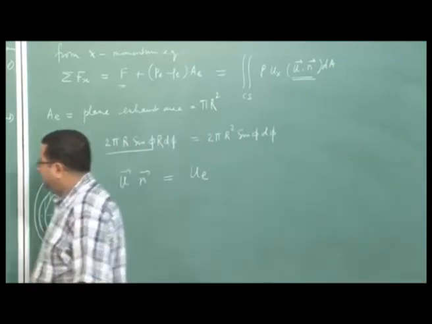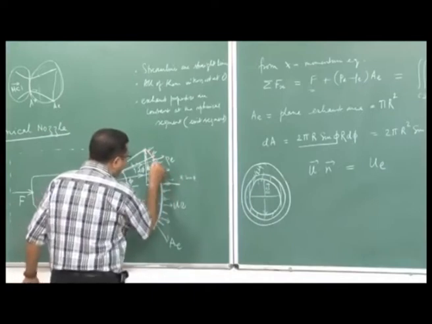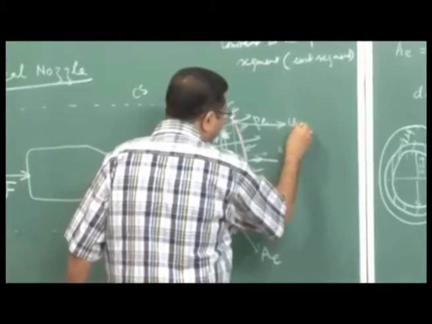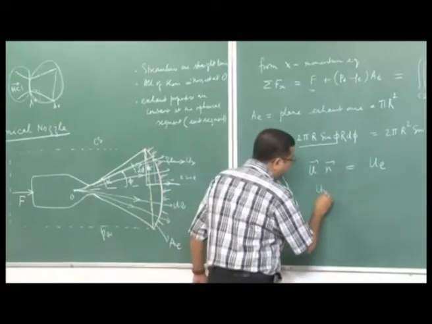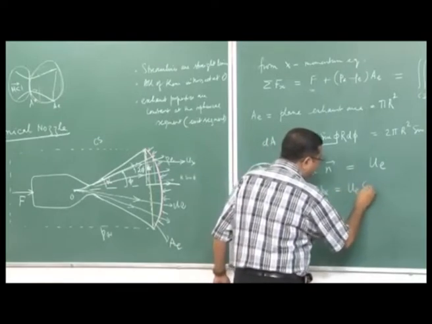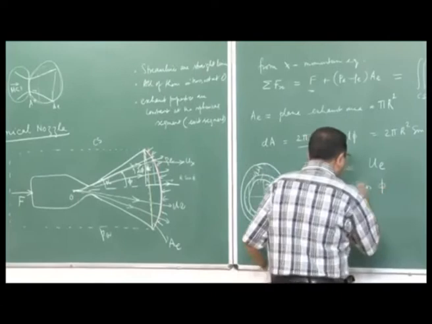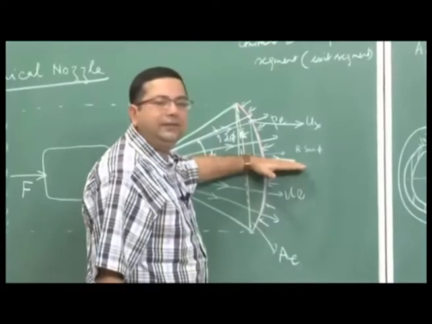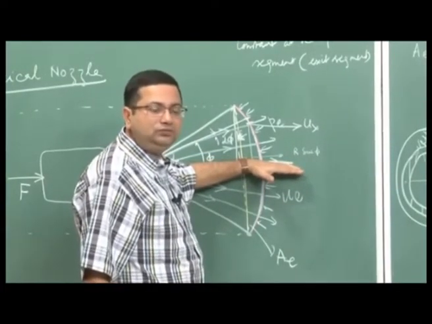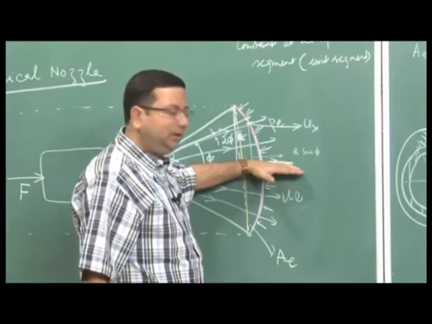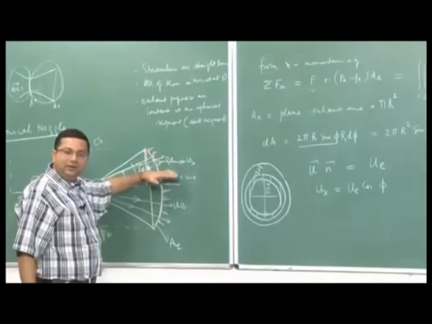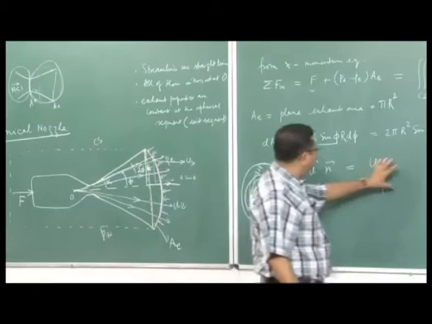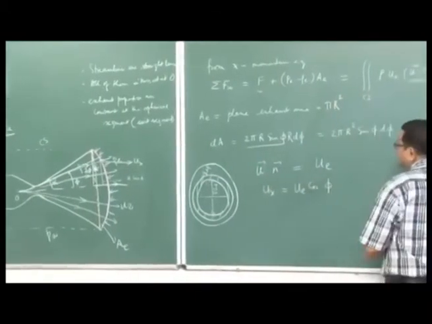If I look at the x component of exit velocity, this is the component we are looking at. So, this is u x. Therefore, u x is the x component of exit velocity, which is u e cos phi. At every phi location we have this. At the axis phi is 0, so u is equal to u e. At every other location phi is changing, so u x is also varying. So, these are the physical properties at the exit section.